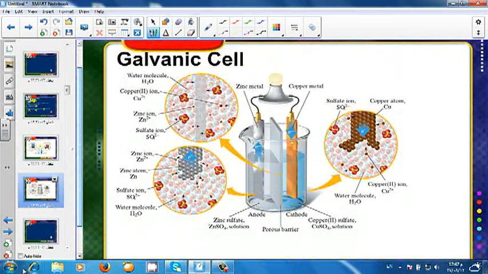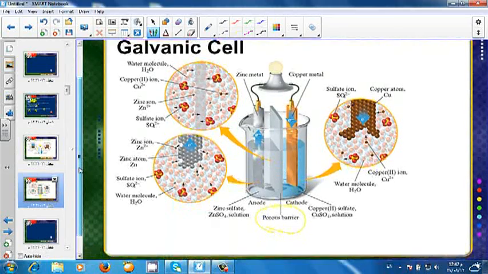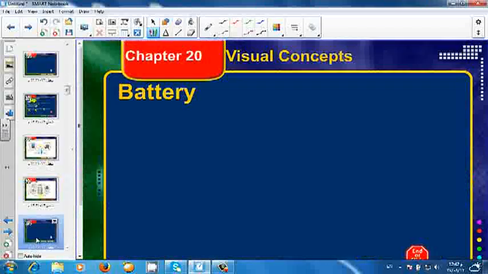This is a figure for the galvanic cell. In the galvanic cell, we separate the two electrodes with the porous barrier. But still, both of them represent the same idea, a Voltaic cell or an electrochemical cell.